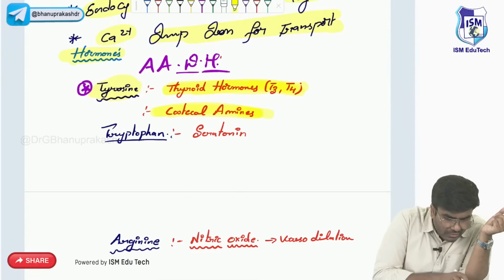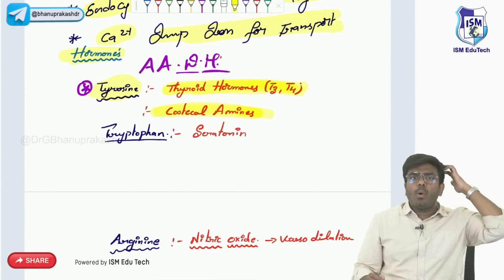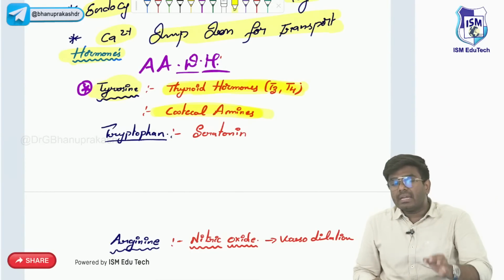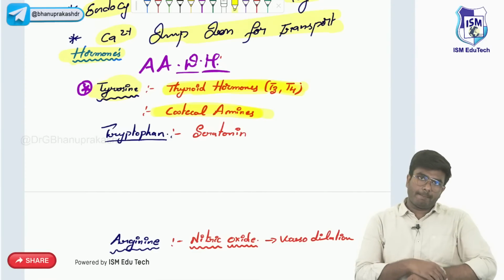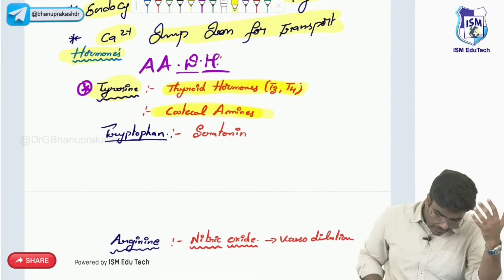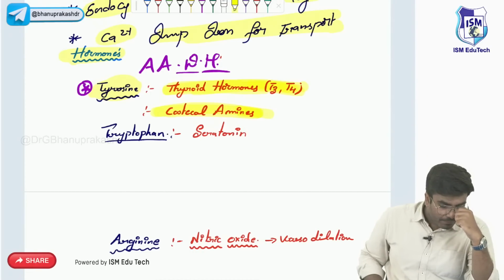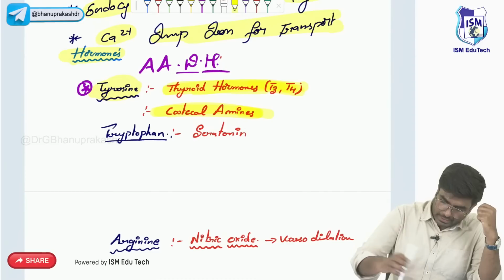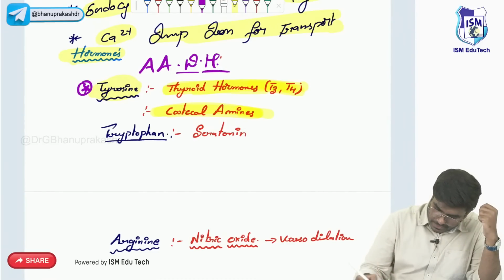Now I am asking you one question. If you are really good, just tell me, guys, what is the pigment that is derived out of tyrosine? It is melanin.